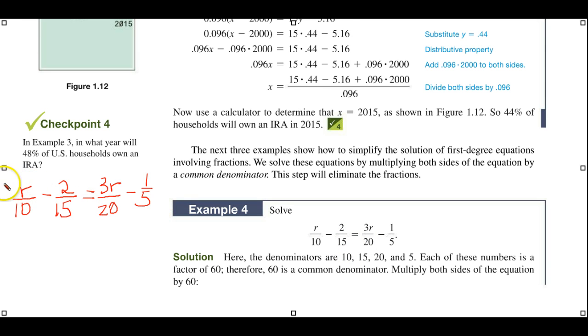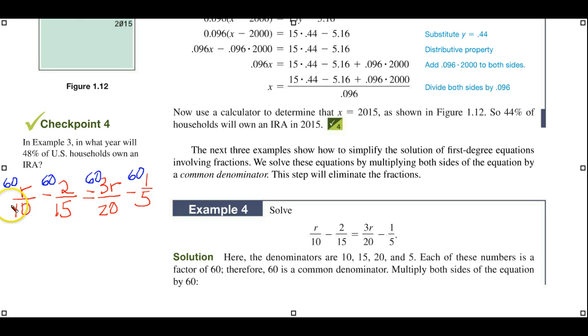So we're going to multiply each term in our equation, and the terms, recall, are separated by either a plus or a minus sign. So there are 4 terms here. We're going to multiply each term by 60. Now, by multiplying every term by the lowest common denominator, we can simplify and get rid of all our fractions here.